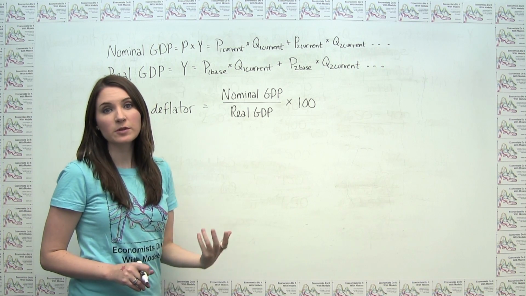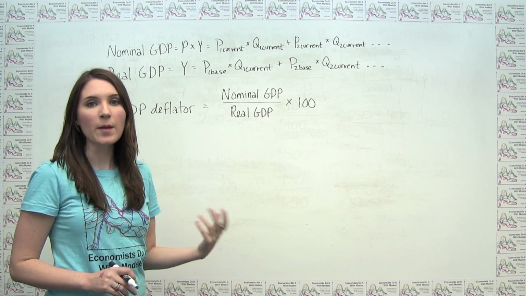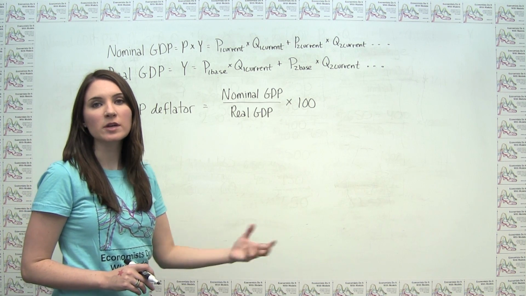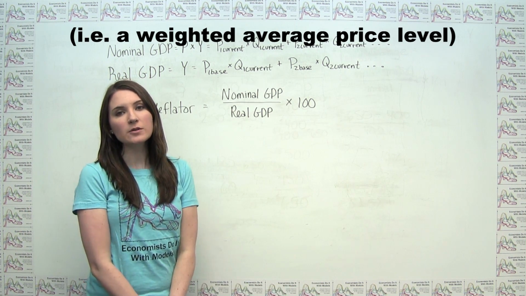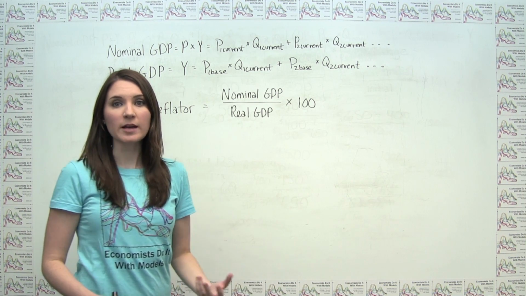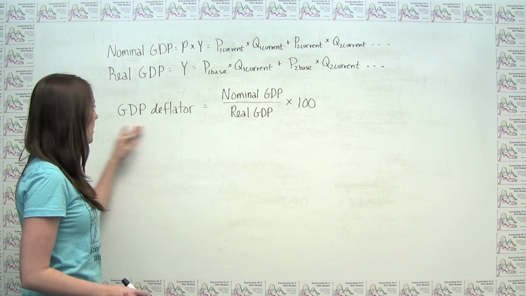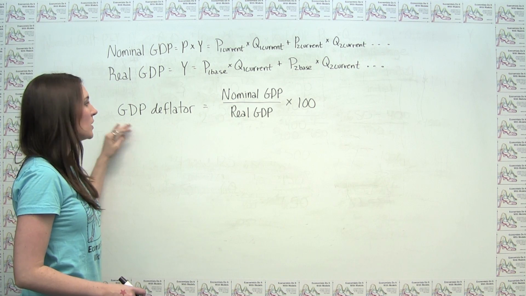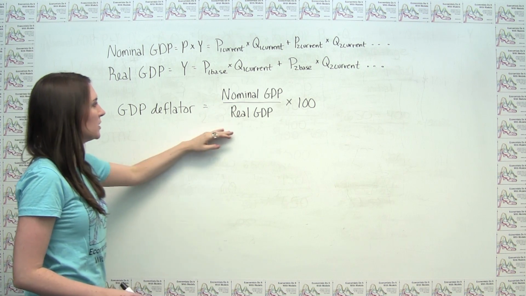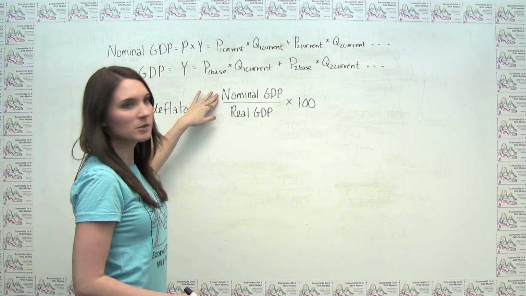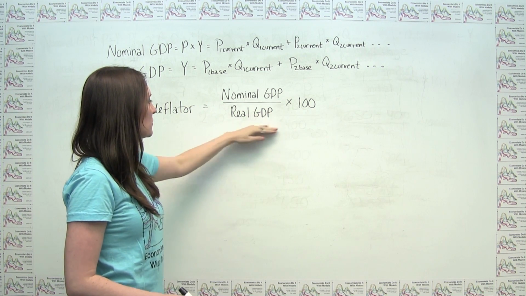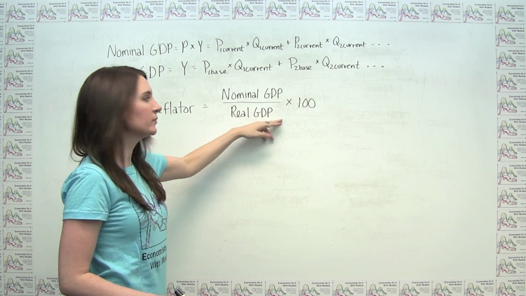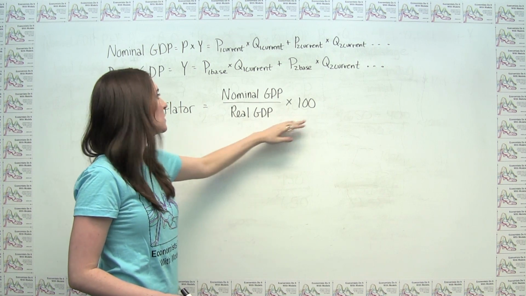Sometimes economists specifically want to focus on what happens to an aggregate level of prices from one year to another. In order to do this, economists defined the concept of the GDP deflator. The GDP deflator, simply put, is just the nominal GDP in a given year divided by the real GDP in a given year times 100.